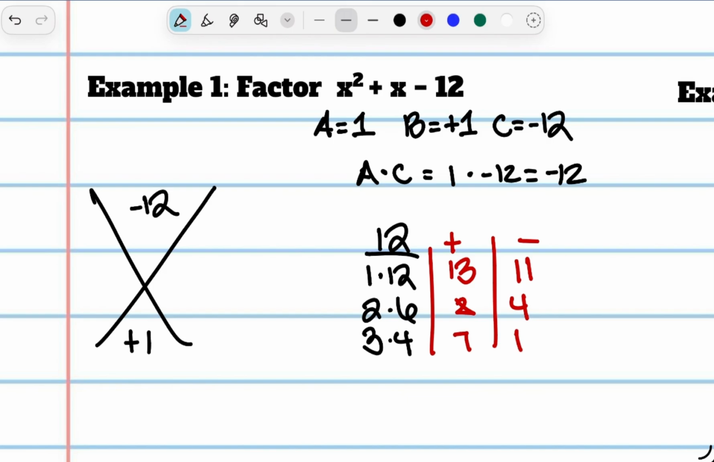Now, when we look at that table, the one that gave me what I needed, which is a 1, was 3 and 4. So now I'm going to put 3 over here and 4, okay? Now, when we multiply this, we have to pay attention that we need a negative 12, but also a positive 1. Now, this part is important because it's the signs. We knew that we had to subtract to get 1, but we also need a positive 1. So that means that your larger number will need to be the positive in this case. So I'm going to put a plus in front of the 4 and then a minus in front of the 3.